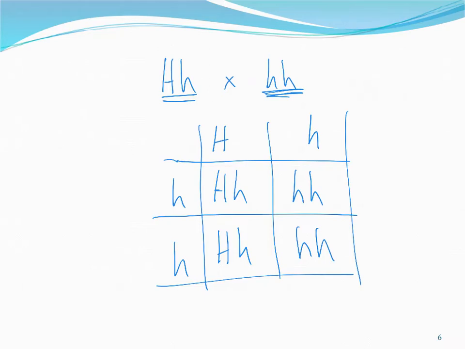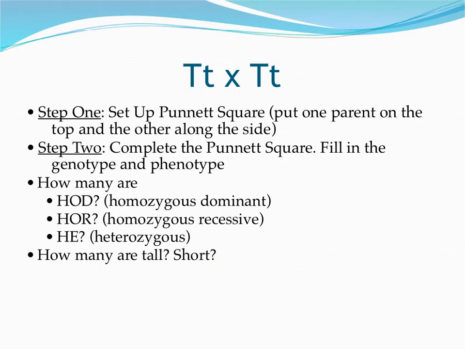giving us a genotypic ratio of 0 homozygous dominant to 2 heterozygotes to 2 homozygous recessive. So we would get half of our offspring showing the dominant trait. The heterozygotes would show the dominant trait, and half of the offspring showing the recessive trait, whatever the trait would be.